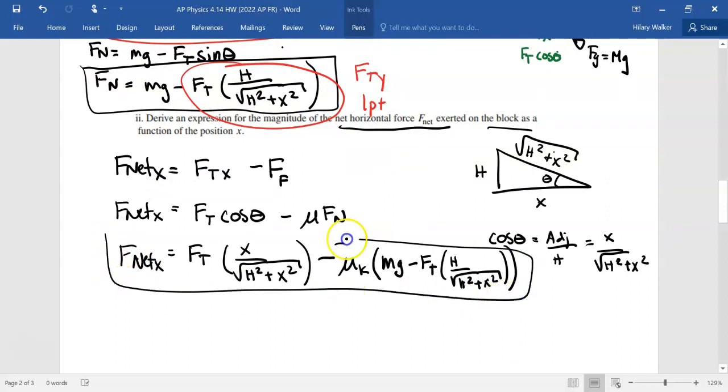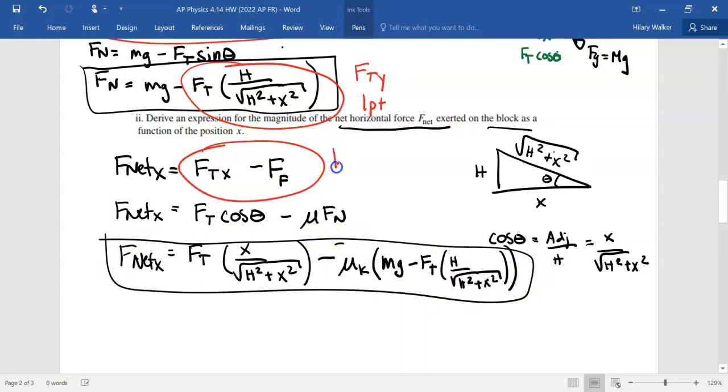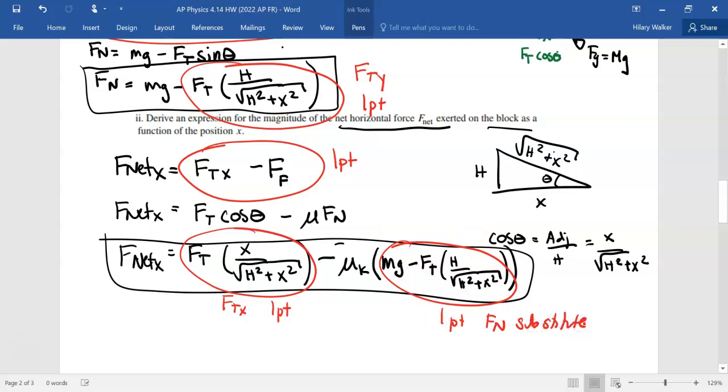Let's go ahead and go through the rubric for that. You get 1 point for correctly setting up FTX minus FF, so the correct forces in the x direction. You get another point for correctly putting down what FTX is, using your SOHCAHTOA and all that good stuff. And then you get 1 more point for substituting in for FN. And again, even if you did not get part I correct, but you substituted your answer from I, you would still get a point for that. So this one is 3 points. Okay, on to the next.